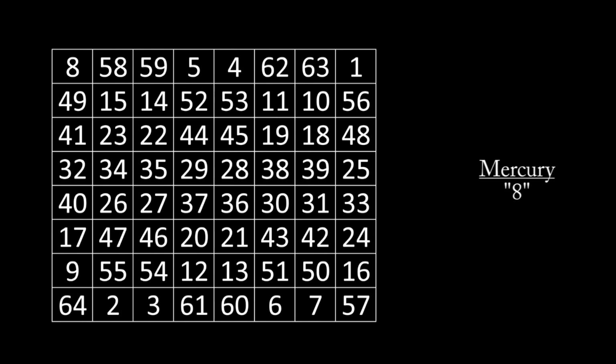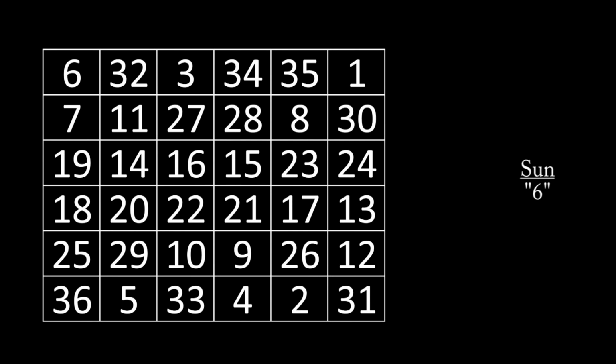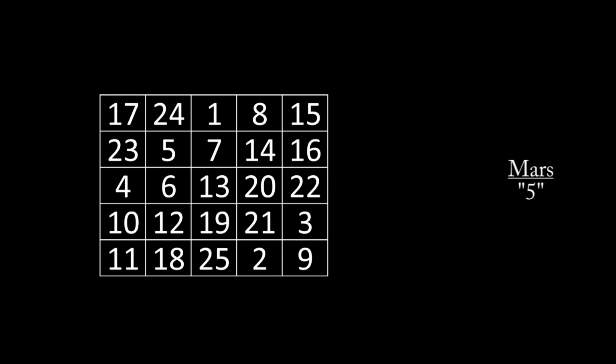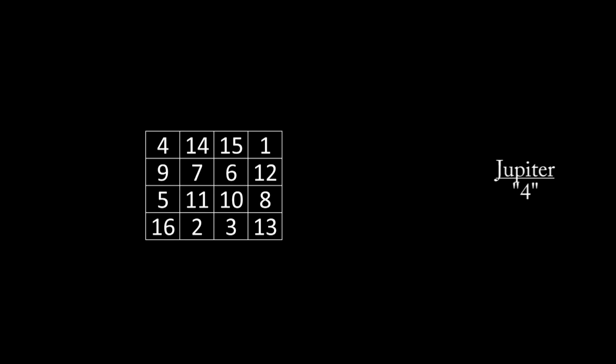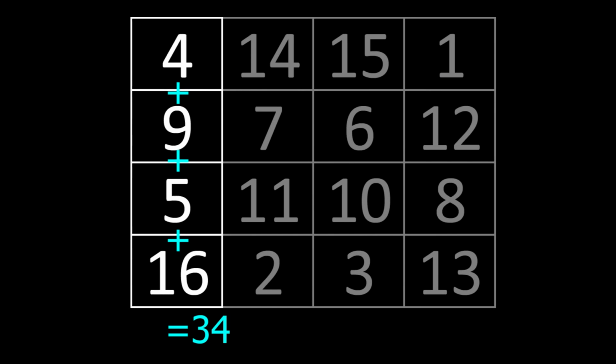Now, magic squares are squares where all of the vertical rows add up to a specific number, and all the horizontal rows add up to a specific number. And each one adds up to the same number. So for example, for Jupiter, all of the horizontal boxes add up to 34 and all the vertical boxes add up to 34 in each row and each column.